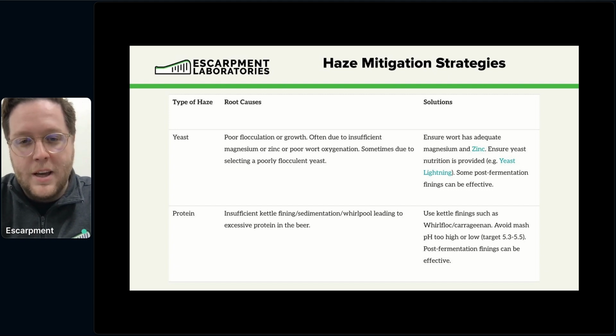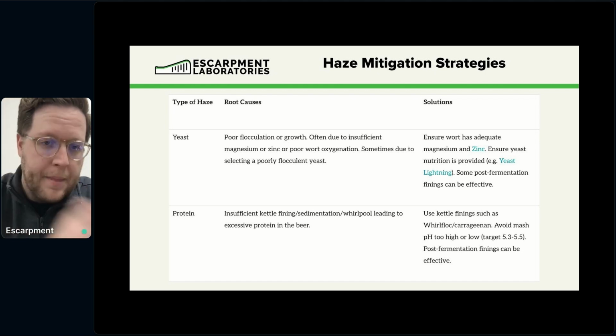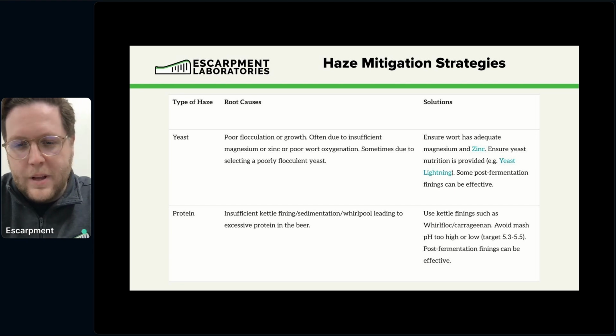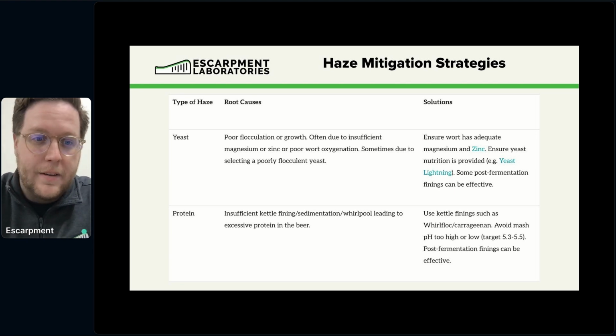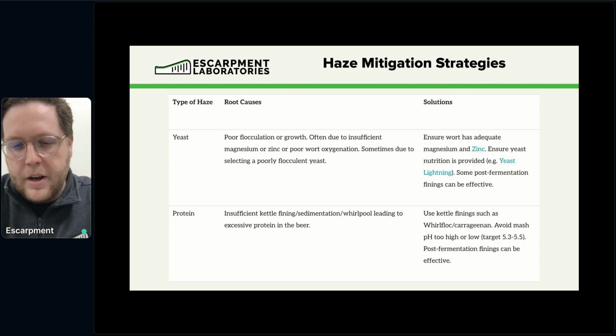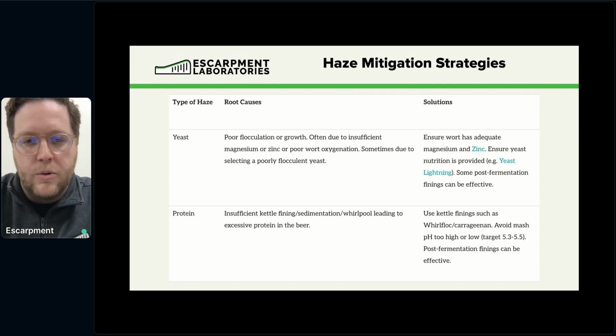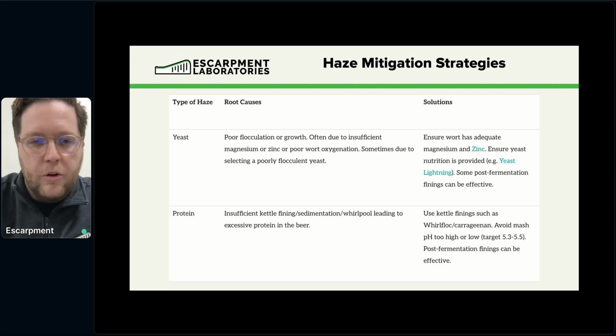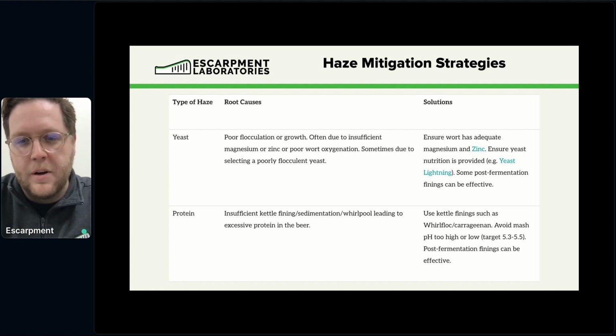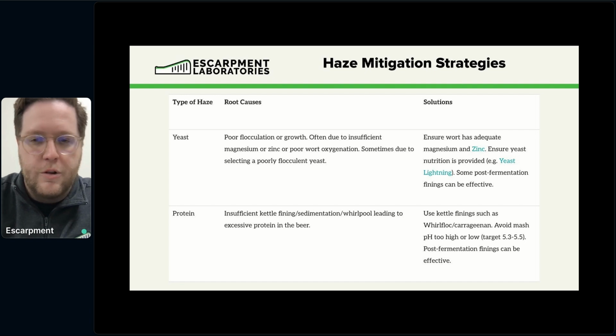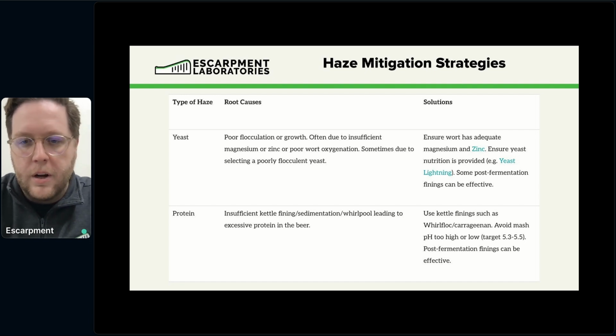With protein haze, the root cause is typically too much trub. You don't have enough kettle finings. You didn't have enough sedimentation in your whirlpool, which meant that you have way too much trub or protein in the beer. That's typically the issue. So in that case, really you're looking at upstream process in the brewhouse, using kettle finings or adjusting how you whirlpool or transfer that wort. I would also avoid having a wort that is too devoid of protein, because you do need some in there for yeast nutrition and for yeast flocculation later on.